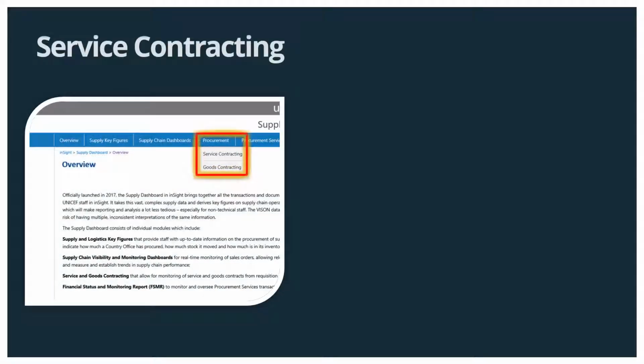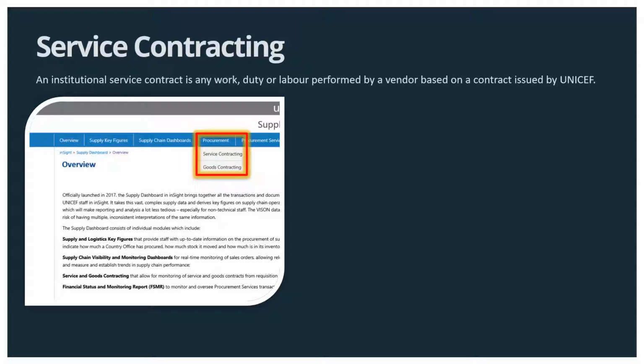An institutional service contract is any work, duty, or labor performed by a vendor based on a contract issued by UNICEF. To better understand what is seen in the service contracting module of the supply dashboard, there are some points to bear in mind.